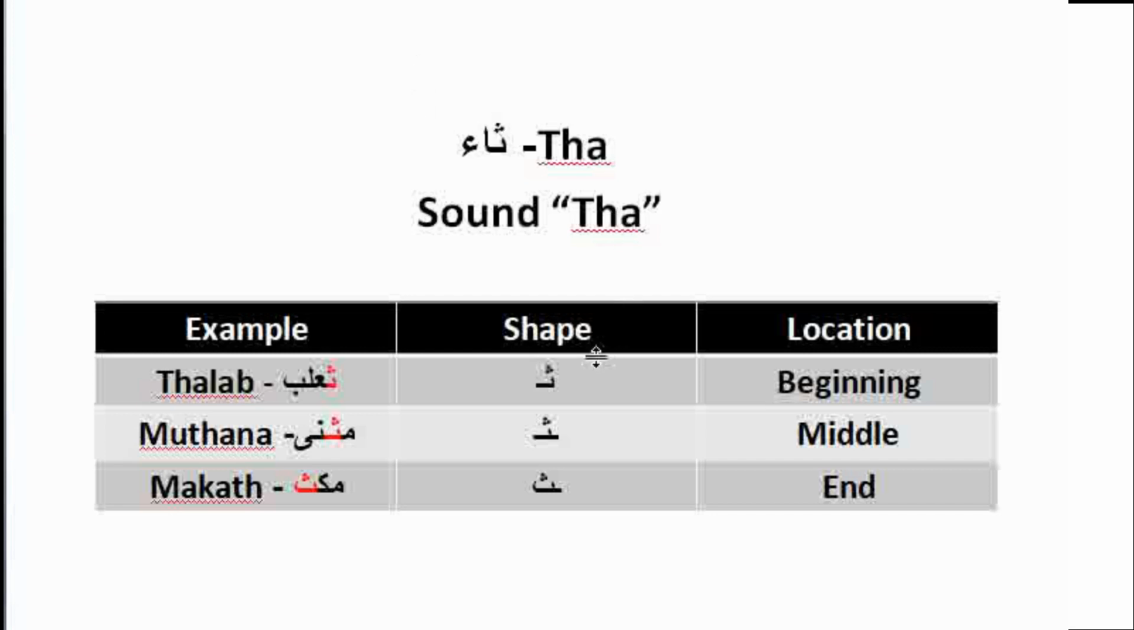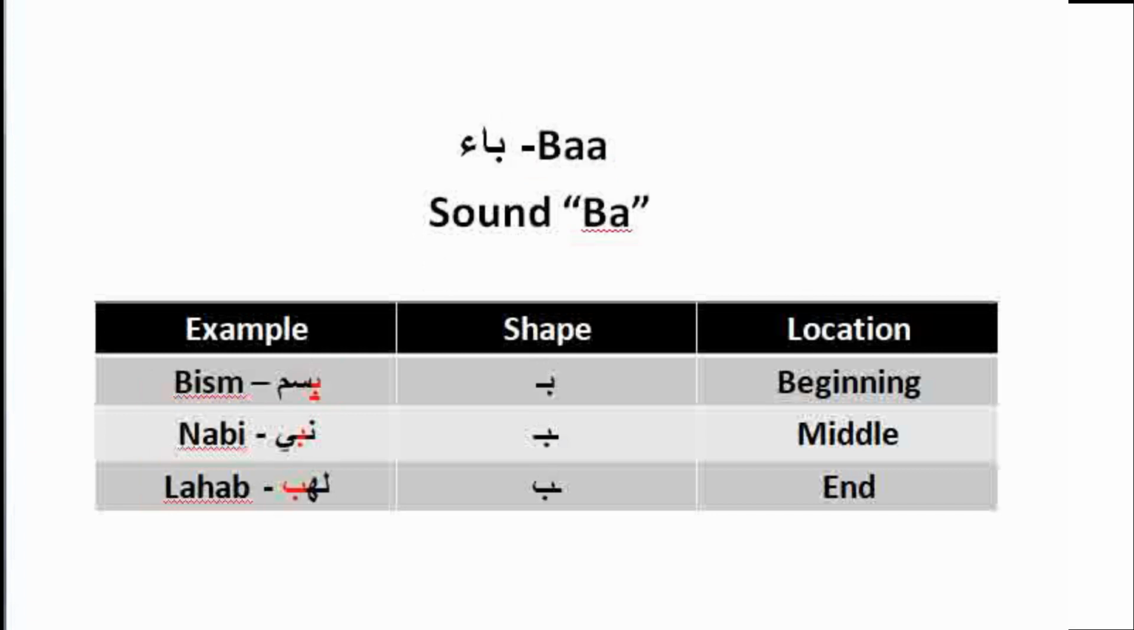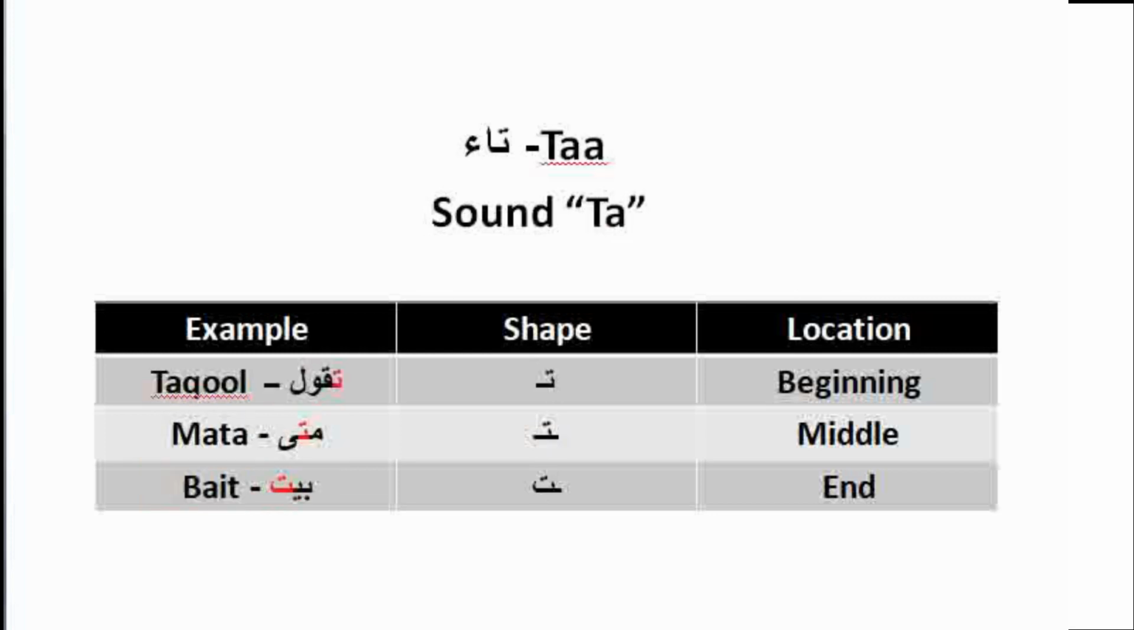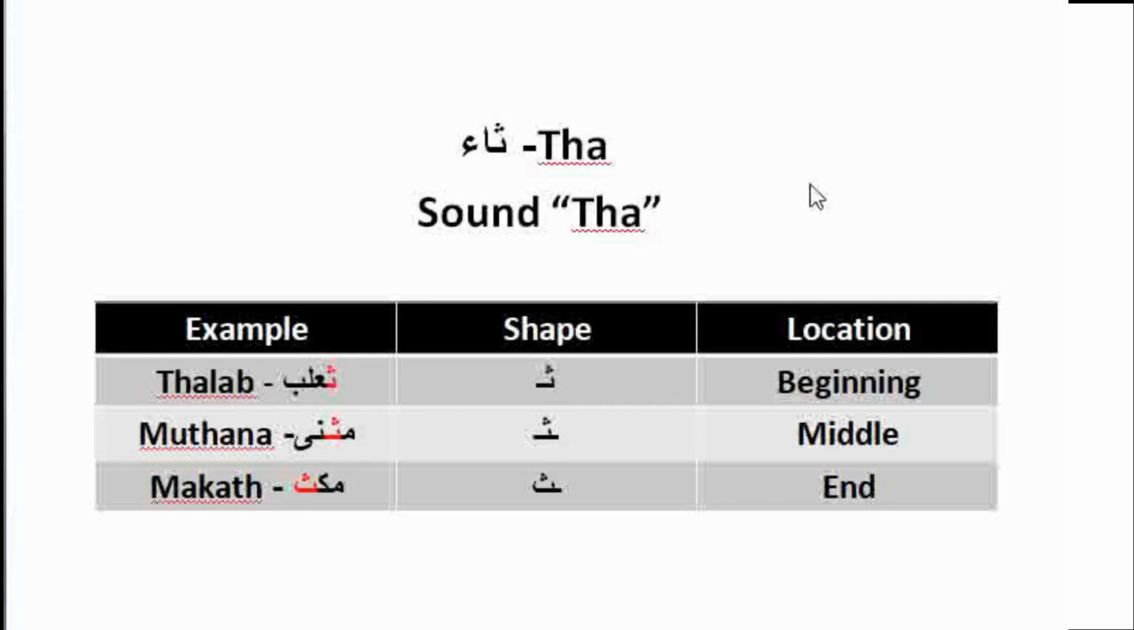So the letter Tha looks exactly like the letter Ba and Ta. The differences are in the dots. The letter Tha is characterized by 3 dots above. Remember, the Ba is characterized by 1 dot below. The Ta is characterized by 2 dots above. And now we have the Tha, which is characterized by 3 dots above.